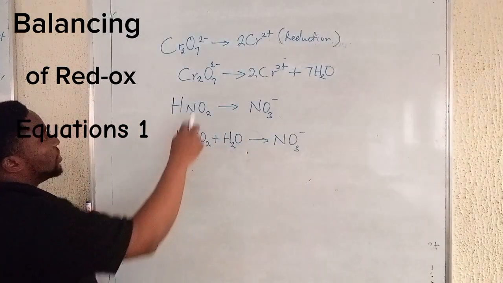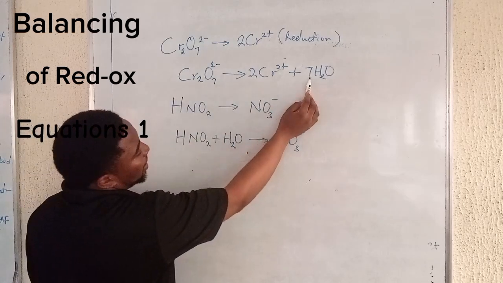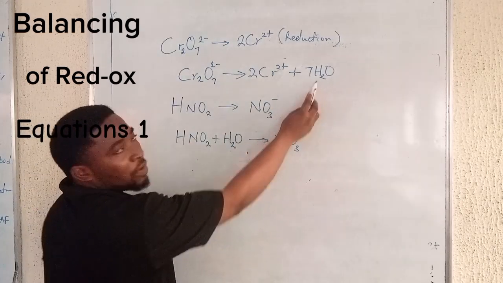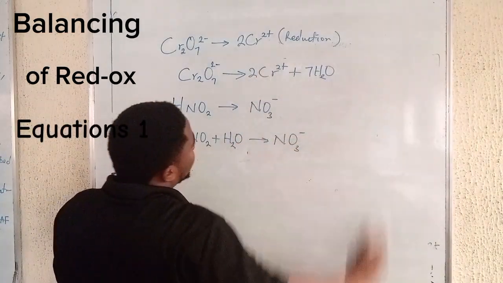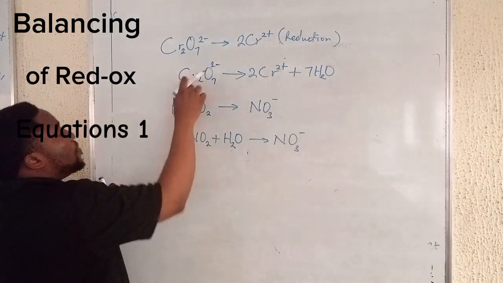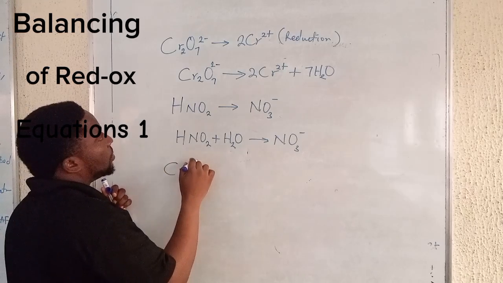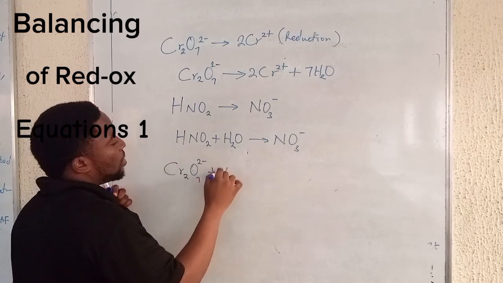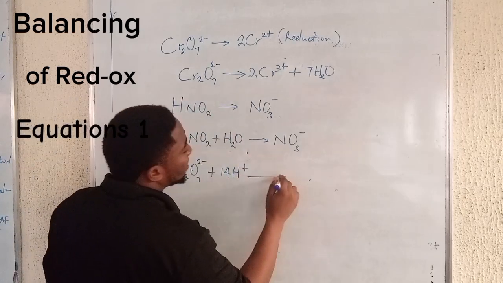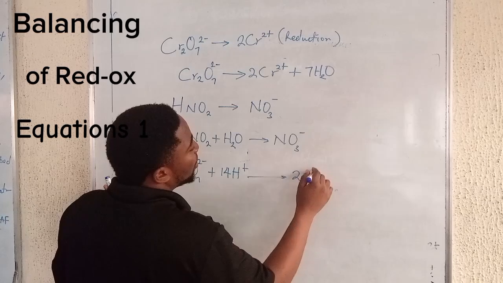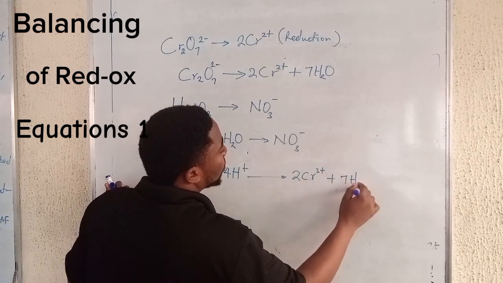Okay, let's go back to the reduction half equation. You can see here we have 7 times 2, that's 14 atoms of hydrogen on the right hand side. So that will make me add 14 moles of hydrogen ion to this side for me to balance the number of hydrogen atoms.